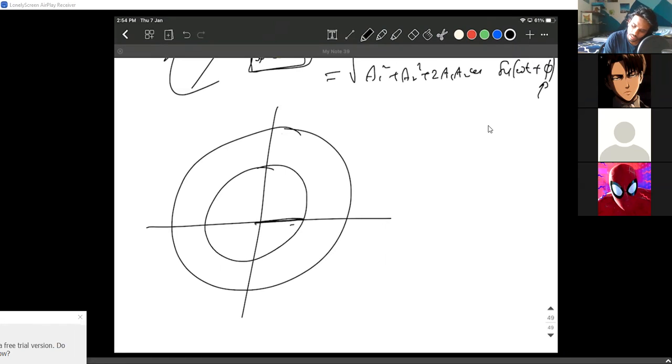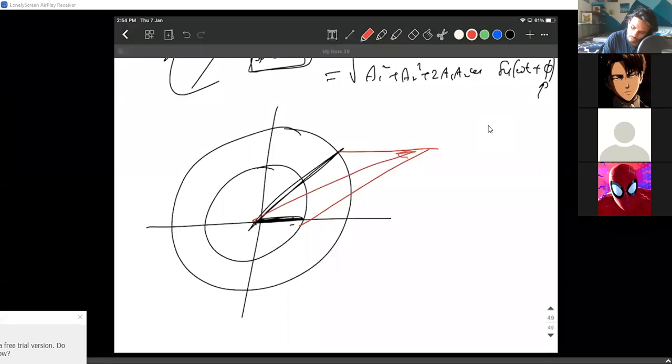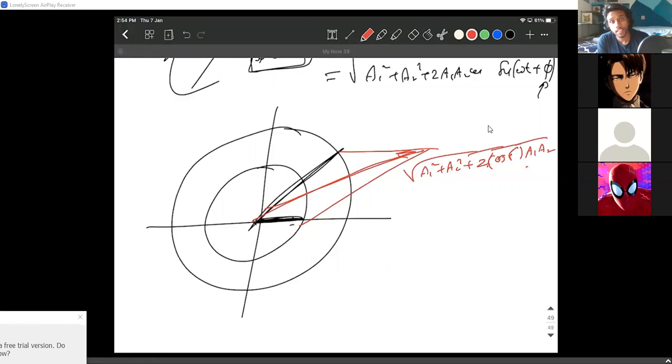resultant of this and this, using the phasor whose length is root over A1 square plus A2 square plus 2 A1 A2 cos delta, of course. This is how you find the final resultant amplitude.